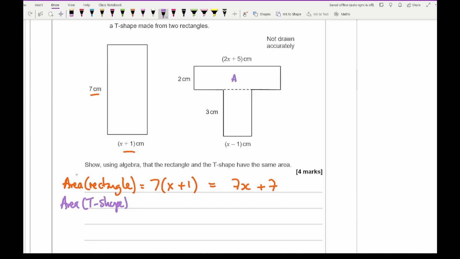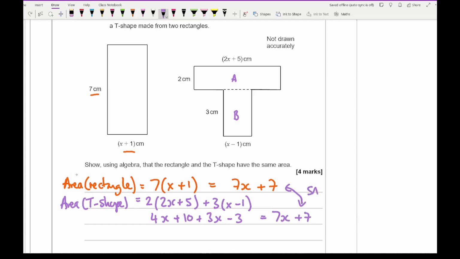Then if I work out the area of the T-shape, this area here is going to be 2 lots of 2x plus 5 plus the area of B, which is going to be 3 lots of x minus 1. If I expand the brackets, I get 4x plus 10 plus 3x minus 3. I know I put 8 there, that should be a 10. Then if I simplify, I get 7x plus 7. As you can see, these two things are the same, so therefore, same area.